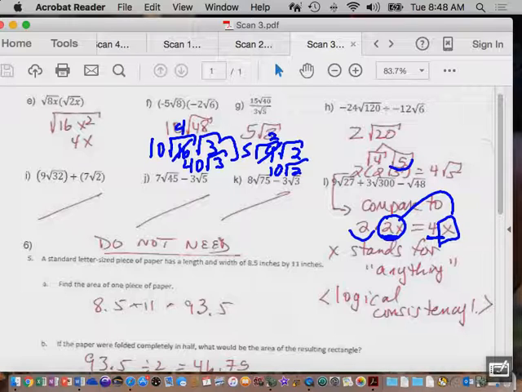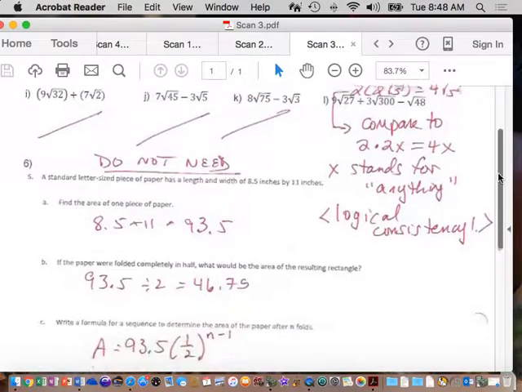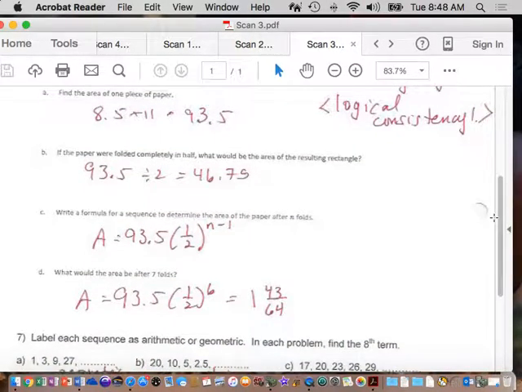Disregard them. Don't need to do it. Okay, next, piece of paper. Here's an example of where you can go. Find the area of the piece of paper.